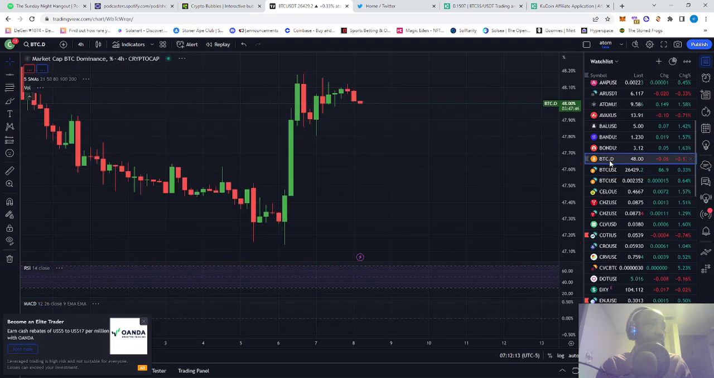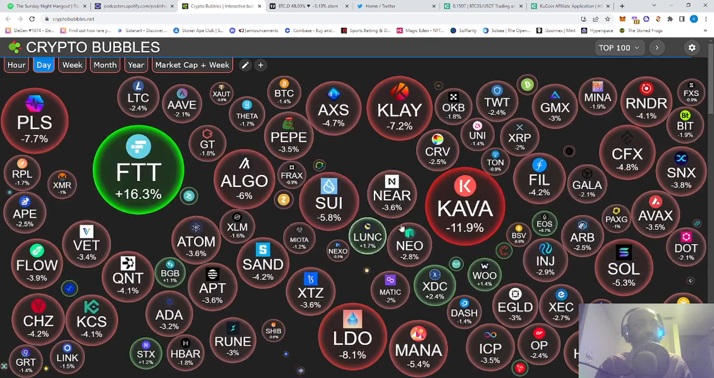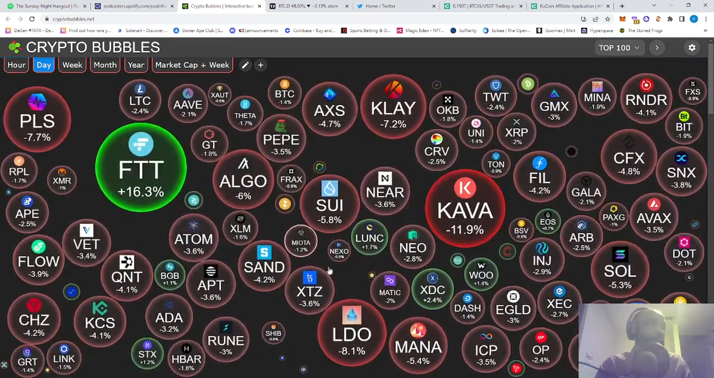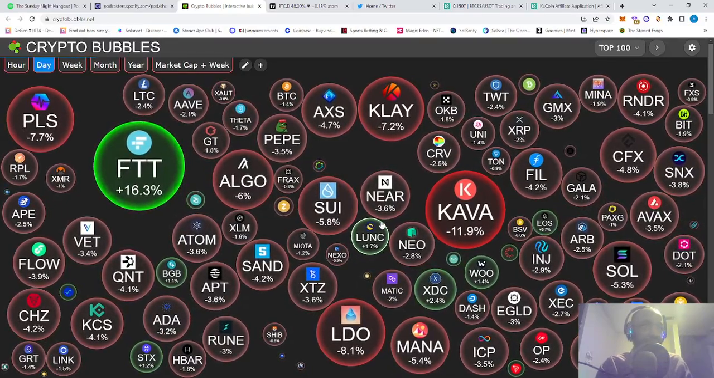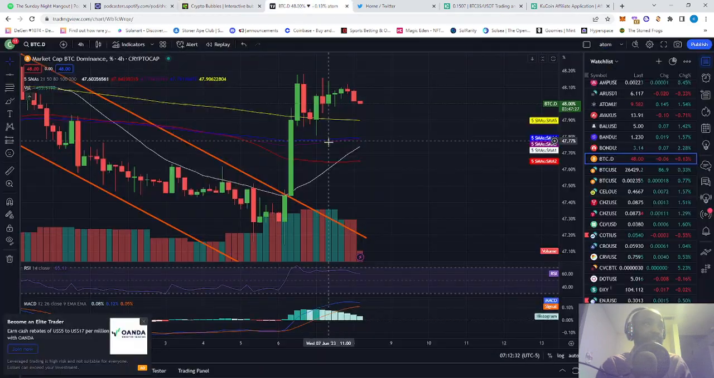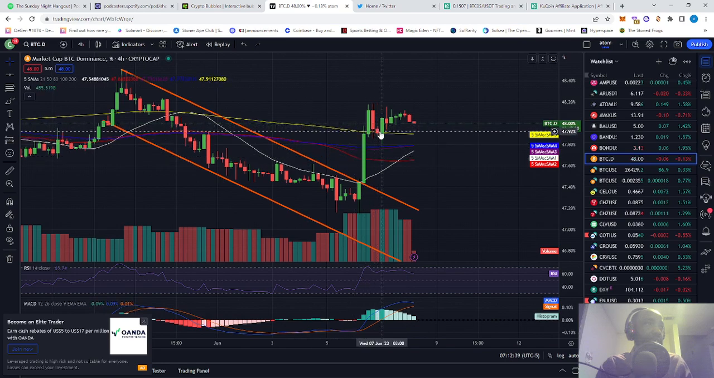So the money is continuing to flow into Bitcoin, and it's flowing out of the altcoins, and it's reflecting on the crypto bubbles, right? FTT, wow, 16%, pretty big. But anything that is not FTT or Bitcoin is not showing any green. It's showing red in the bubbles. The bubbles are reflecting this because the money is flowing into Bitcoin. It is evidenced by the Bitcoin market cap, right? Right now it is above the 200 SMA. It possibly could come down, hit the 200 SMA and bounce back up.